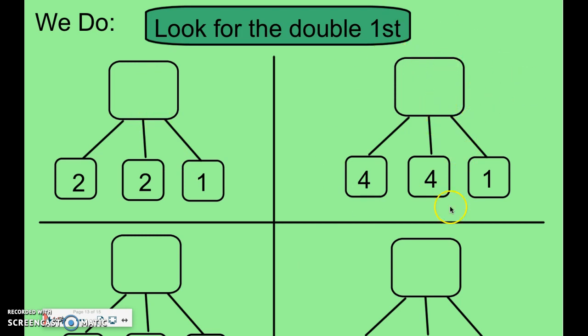And then we would again go through here, and then I would ask another student to identify the double here, and it would be 4.